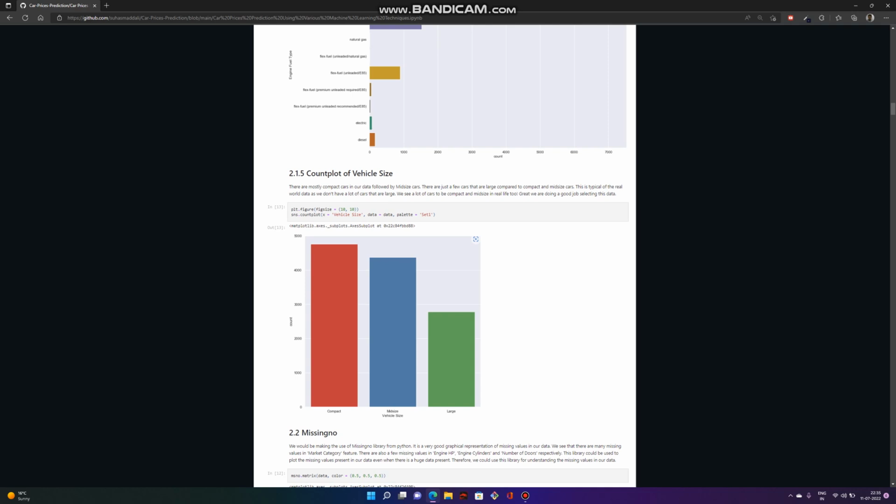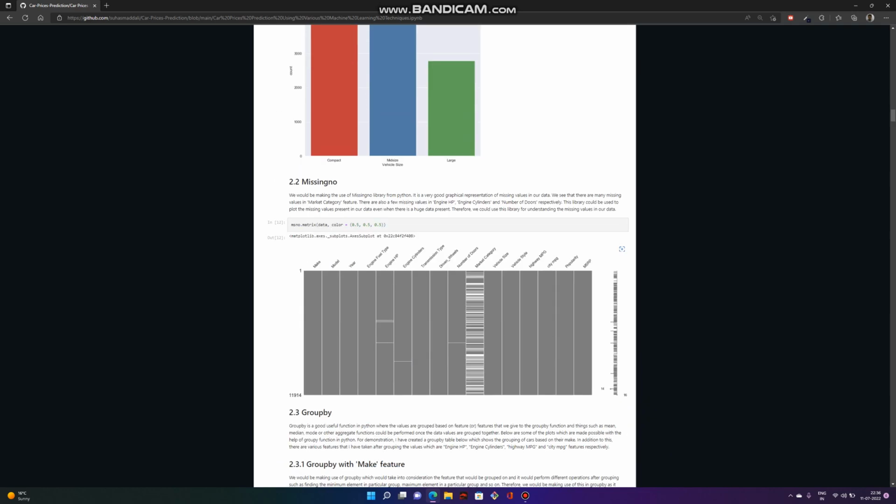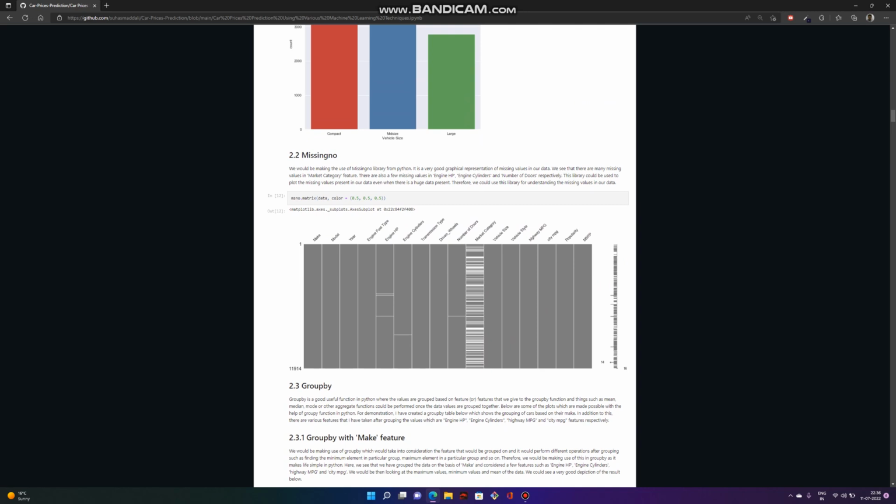And if we take a look at the count plot, here we also see that most of the cars are compact, and there are very few cars which are large in size in our data set. Therefore, most of the cars fall in the compact category.